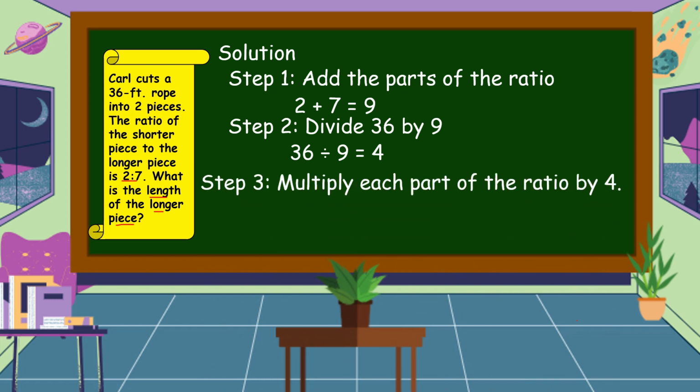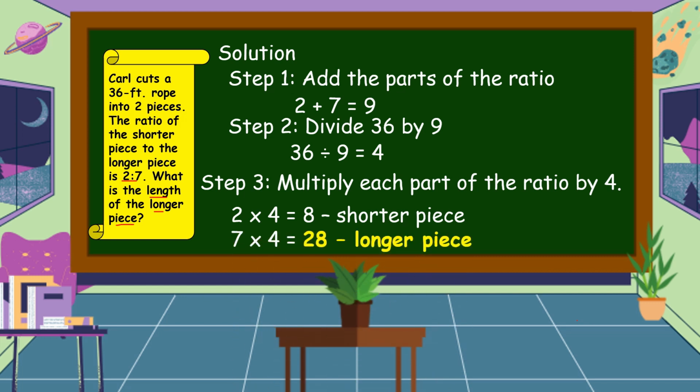Third step, multiply each part of the ratio by 4. So, 2 times 4 is equal to 8, and this is the shorter piece. 7 times 4 is equal to 28, and this is the longer piece.